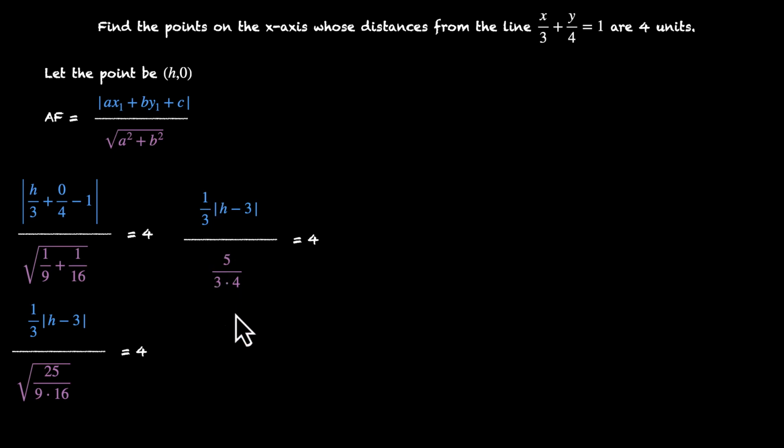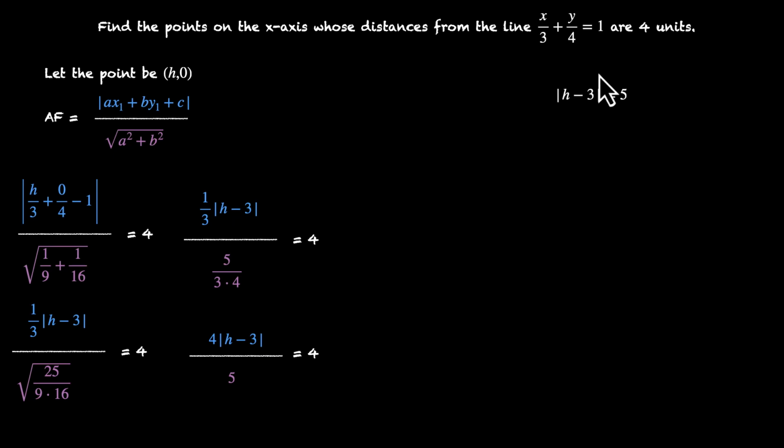Now things are already cancelling out. 1 by 3 cancels out. We have 5 in the denominator and then 4 back in the numerator. So we can cancel this 4 out as well. This is 4 times mod of h minus 3 divided by 5, that's equal to 4. This 4 also gets cancelled. This 5 is what's left. So mod of h minus 3 is equal to 5. This is the equation. Let's open the mod.